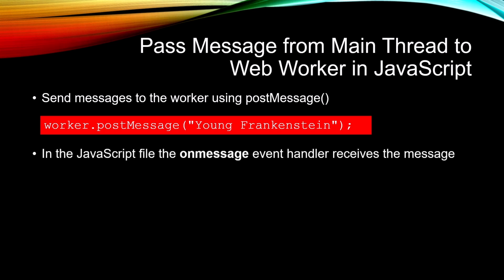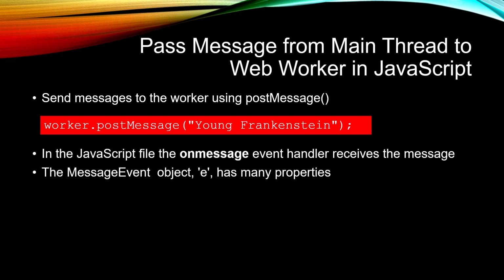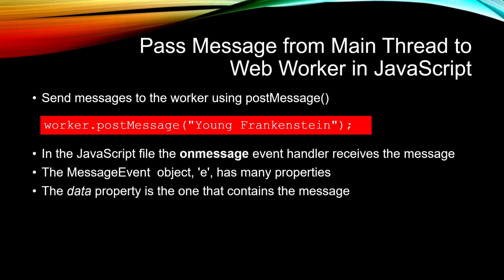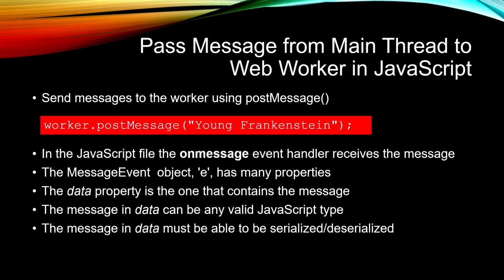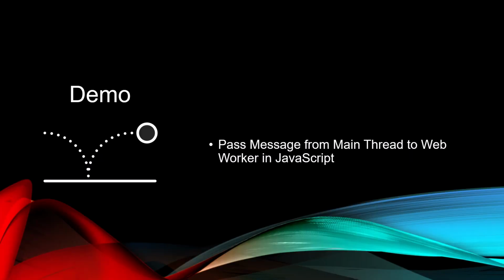In the JavaScript file, the onMessage event handler receives this message, and that message event object E then has a few properties that we can use. The main one being the data property. That's the one that contains the message. And again, that message in the data can be any valid JavaScript type, as long as that type is able to be serialized or deserialized. When passing things from one scope to another, that data has to be able to be serialized to go across that boundary. Let's take a look at passing a message from the main thread to the web worker.